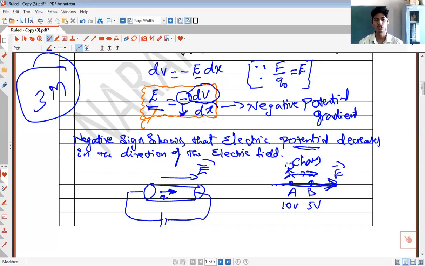What do you say about the potential of the charge? Whether it is flowing from higher potential to lower potential or lower potential to higher potential. Higher to lower, always.